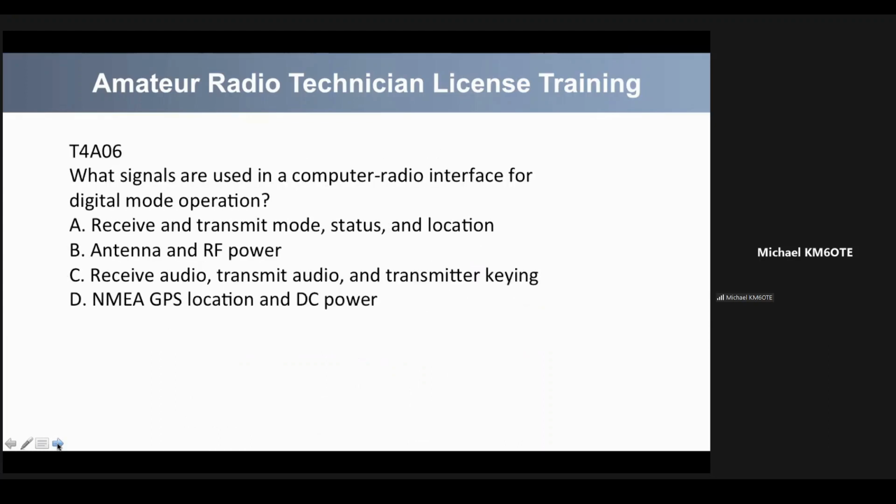Okay, so what signals are used in a computer radio interface for digital mode operation? Receive and transmit mode status and location, antenna and RF power, receive audio and transmit audio, and transmitter keying, or NEMA GPS location and DC power. Well, the only one here that talks about audio is C, which is how it's connected. It's a sound card. It only does it through audio, and that's the only answer that talks about audio. So C is the correct answer.